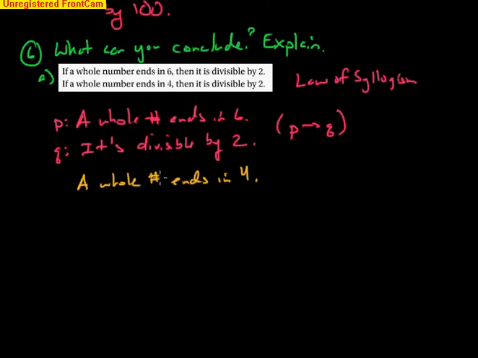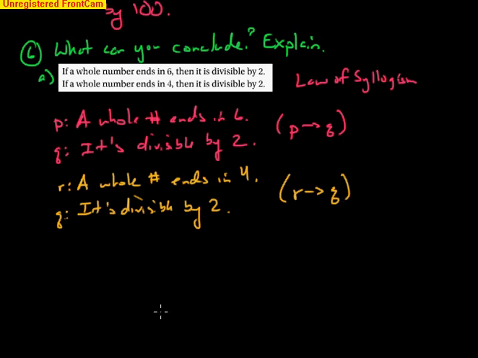So I look up above. Does anything talk about ending in 4? No. So this is a new statement. This is, say, called R. And then the last part, the second conclusion, it's divisible by 2. So look up here. Does anything talk about being divisible by 2? Yes, Q. So this is another Q. So this conditional statement was if R, then Q.